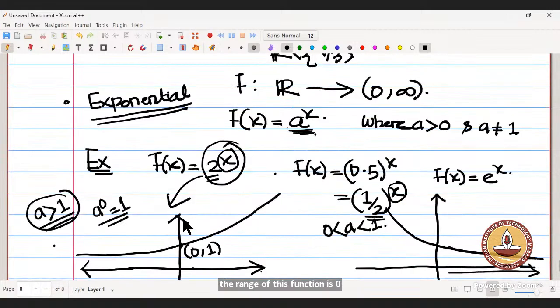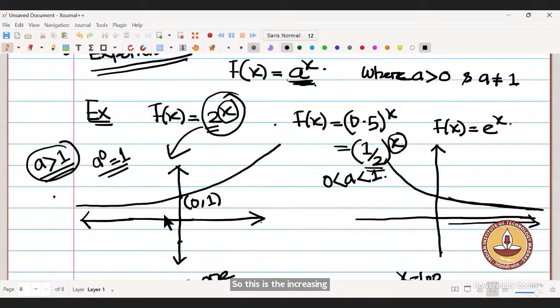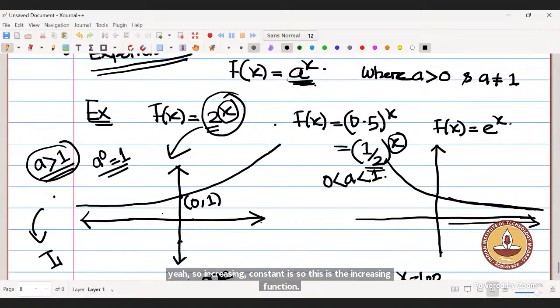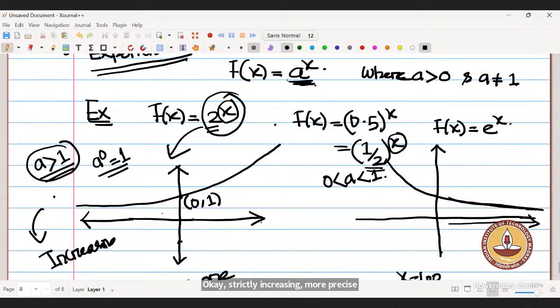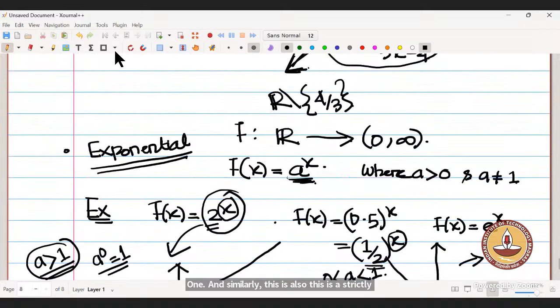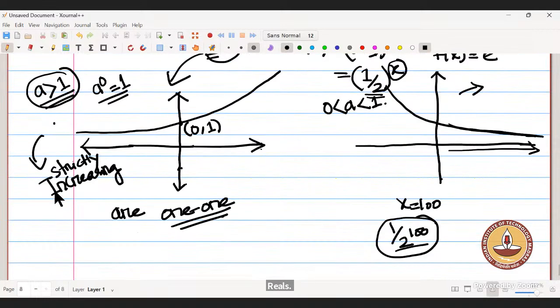So this is an increasing function. Okay, strictly increasing, more precisely. It's a strictly increasing function, and that's why this is a 1-1 function, right? Similarly, this is a strictly decreasing function, and this is also a 1-1 function, and both functions are from the set of real line to the positive reals.